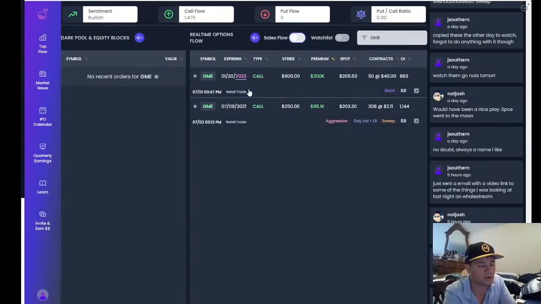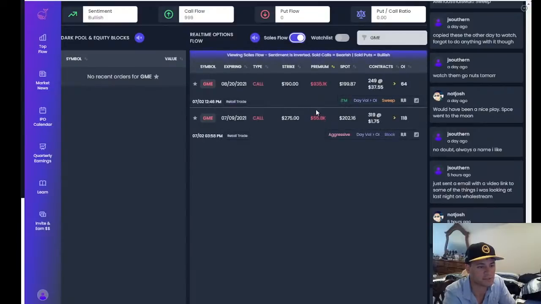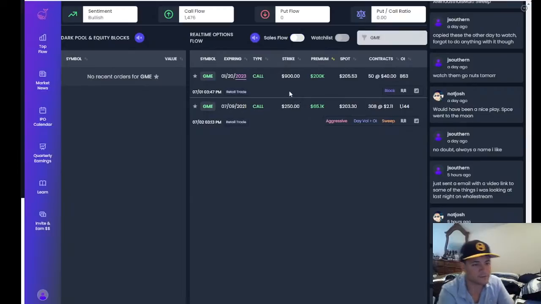All right, so if we're looking at the calls, somebody bought calls at the $200. Now, what if I flip over to sales? Will it show me that somebody was willing to sell those? No. So this is showing me that somebody bought calls at the ask at the $900 strike, so it's recorded as a purchase. And then somebody bought calls at $250 strike, likewise recorded as a purchase.